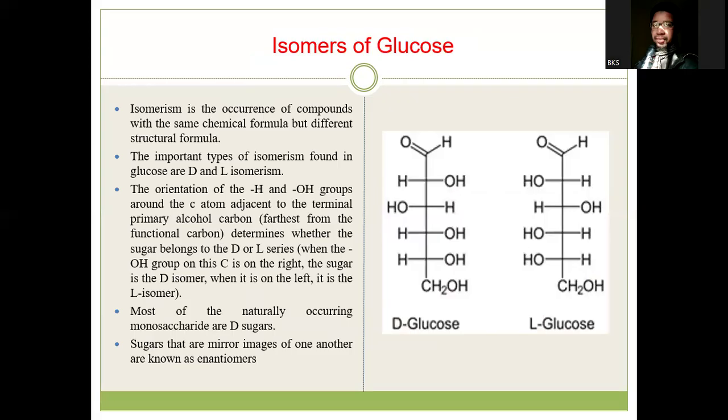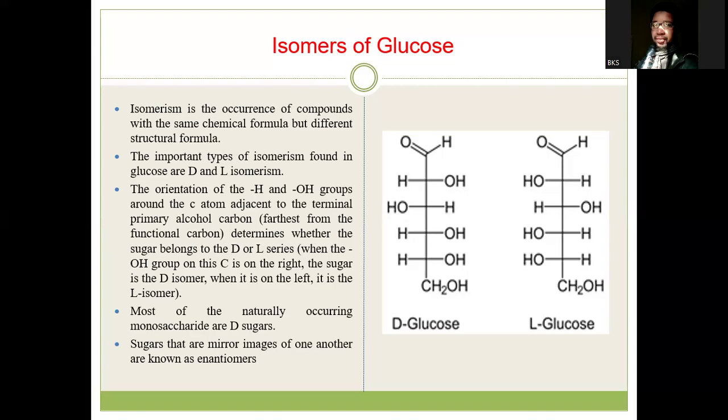Isomerism. What is isomerism? A process by which a compound with the same molecular formula will have different structural forms. And this isomerism, as I just explained, is actually due to the presence of asymmetric carbon, which we call the chiral carbon. The most important one is the D and L. We've already explained why the D and L.